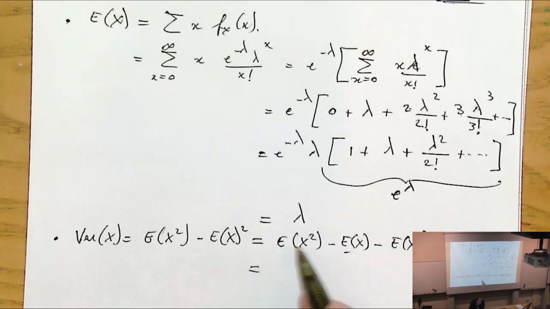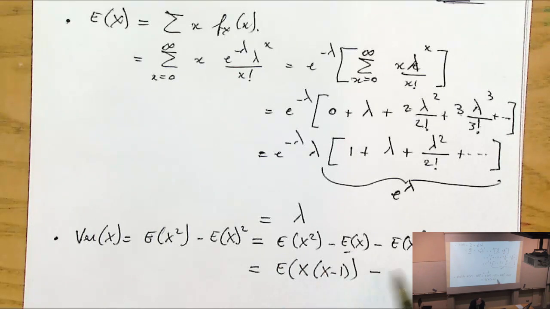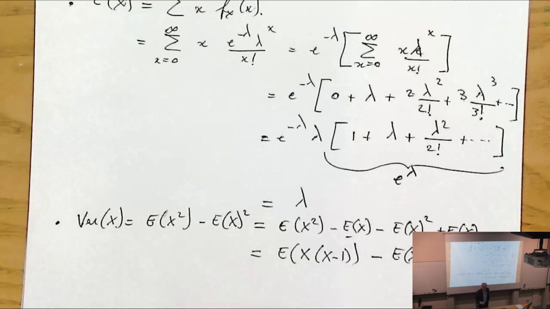But then what is this? This is the expectation of x multiplied by x minus 1. And what I have here is the expectation of x multiplied by the expectation of x minus 1. Is that clear?